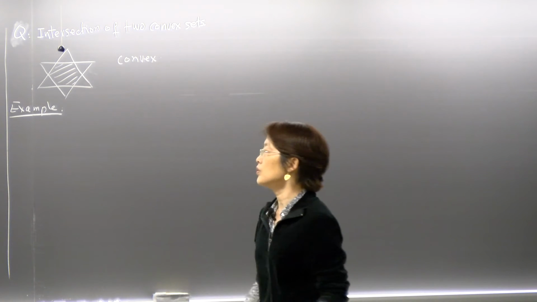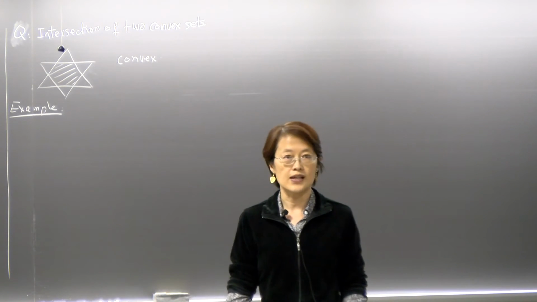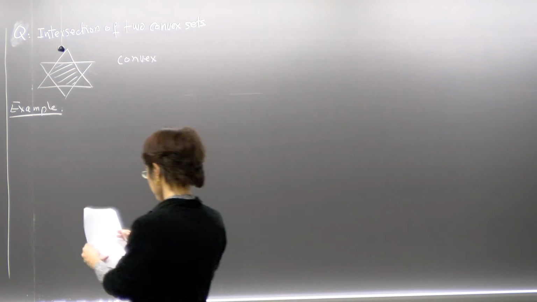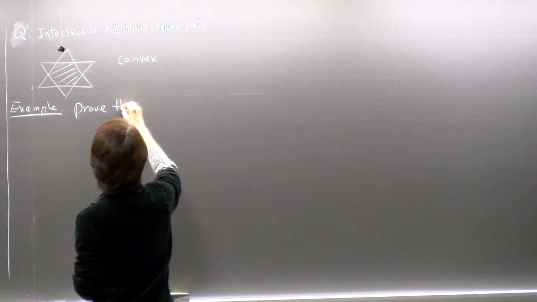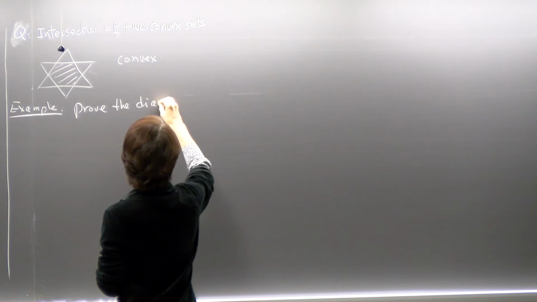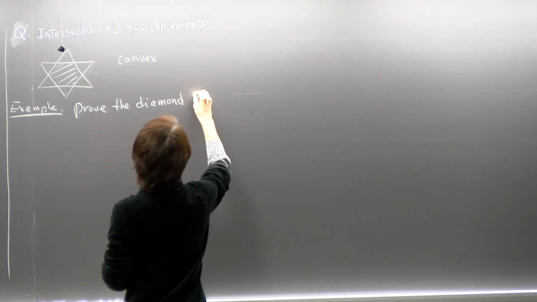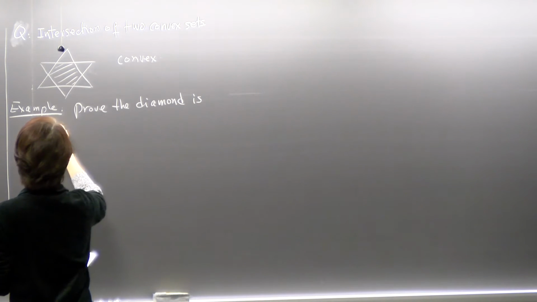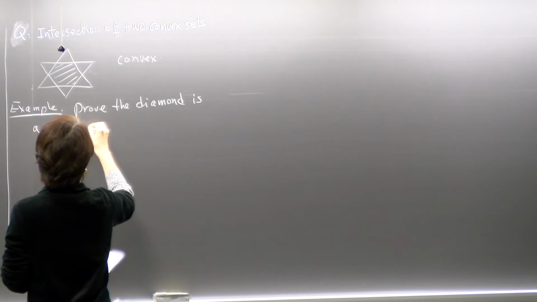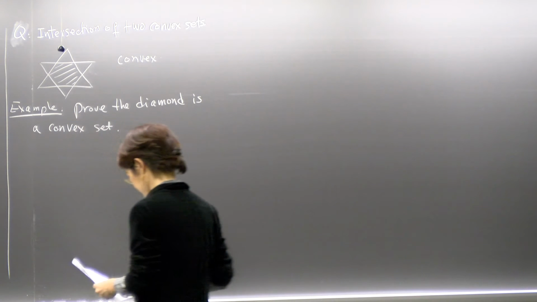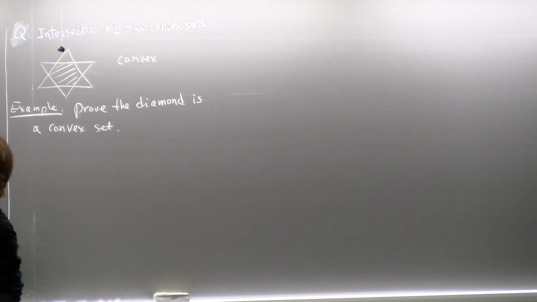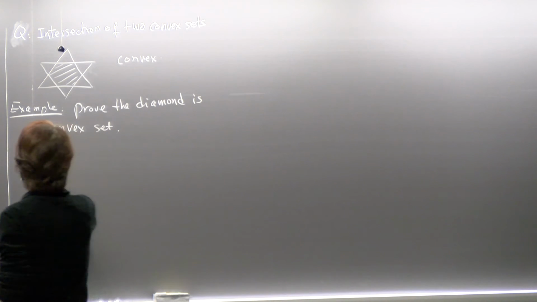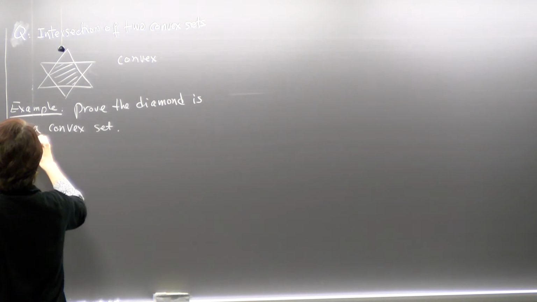I want you to prove that this is a convex set. Is that okay? Prove the diamond is a convex set. The definition of the diamond set is given here in part 3. So let's try to do this proof.